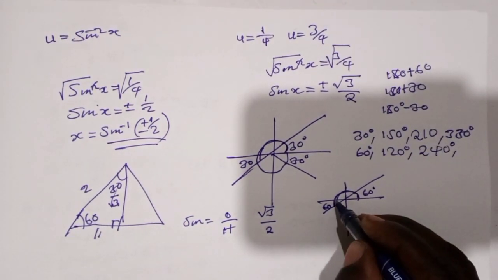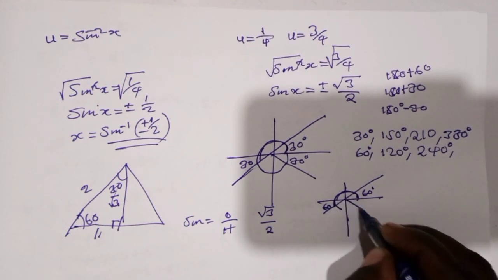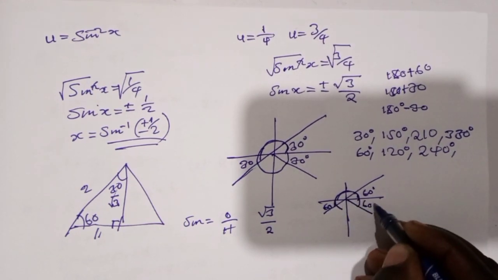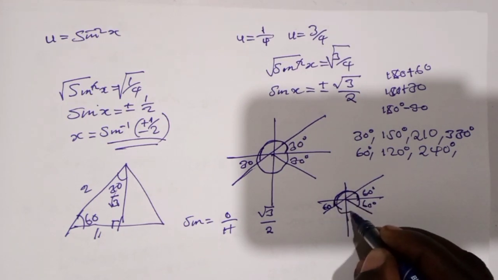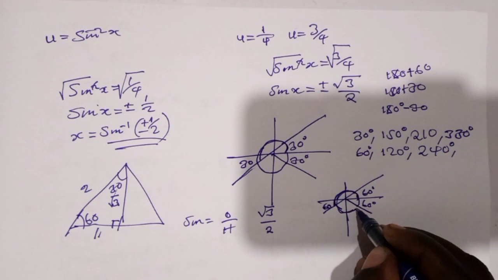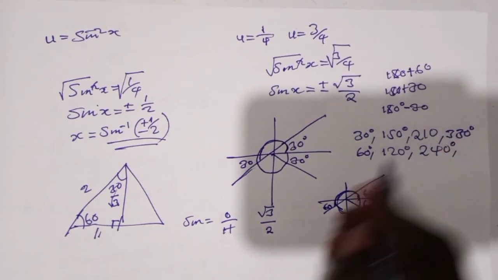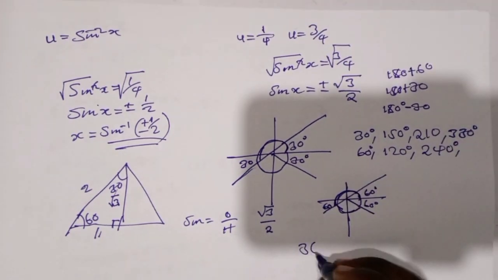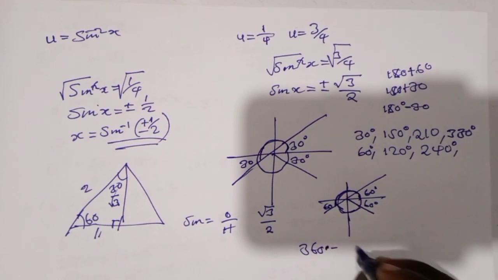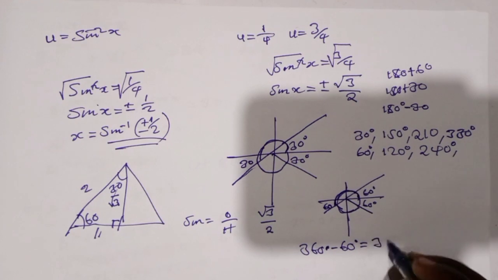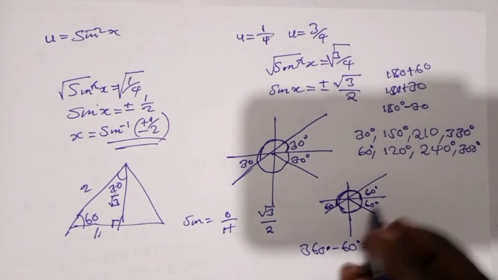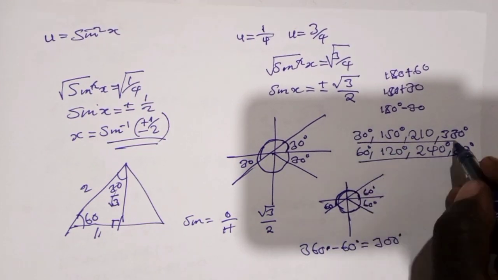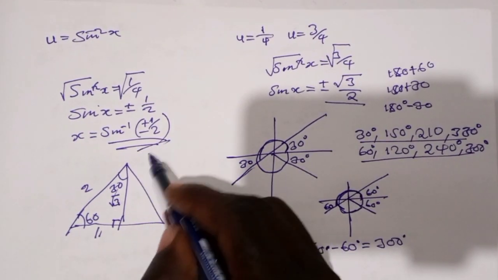Then if you move from here, there's the alternative angle for 60 degrees. So you move from here going around the circle, then you end here. So we do 360 degrees minus 60 degrees, which equals 300 degrees. So these are our angles for this solution here.